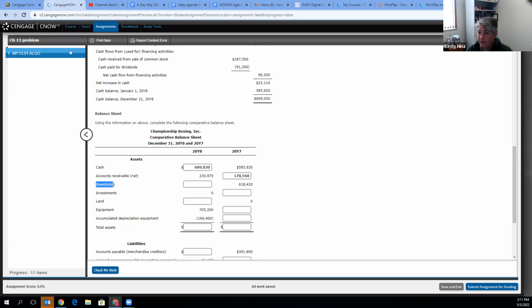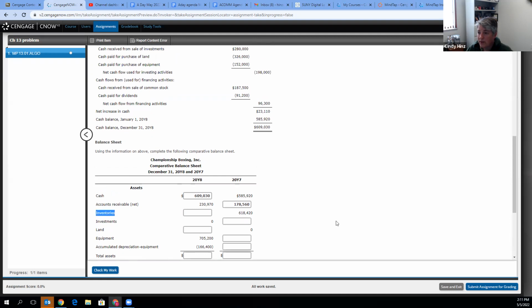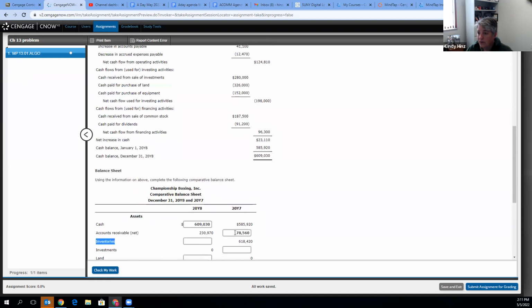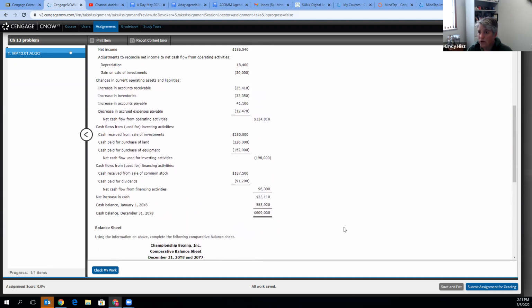So the next line in the balance sheet is the inventories. And we are told that the beginning balance in inventories was $618,420, but that our inventories went up during the year by $33,350.